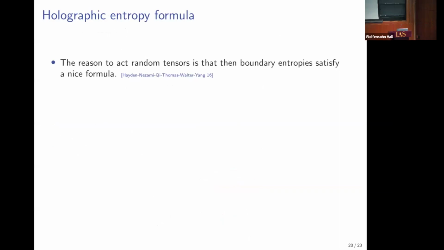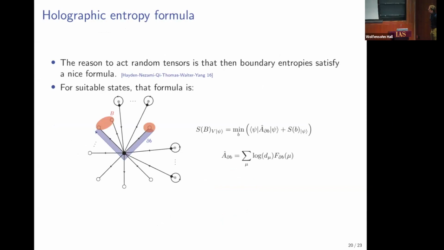Now, why do we do that? Well, the reason to act with random tensors is that then boundary entropies satisfy a nice formula. This is using the technology of previous tensor networks that have been written down. For example, I shifted things around to make it easier to draw, so there are now some lollipops between these. Anyway, if I took, say, these three boundary links that intersect this red blob, the set of red blobs I've drawn, and I wanted to compute their entropy given the boundary state, it would satisfy a formula like this. Same formula I've been drawing, where now the area operator is associated to this ribbon that divides all of these, including some of the matter, from all the rest.